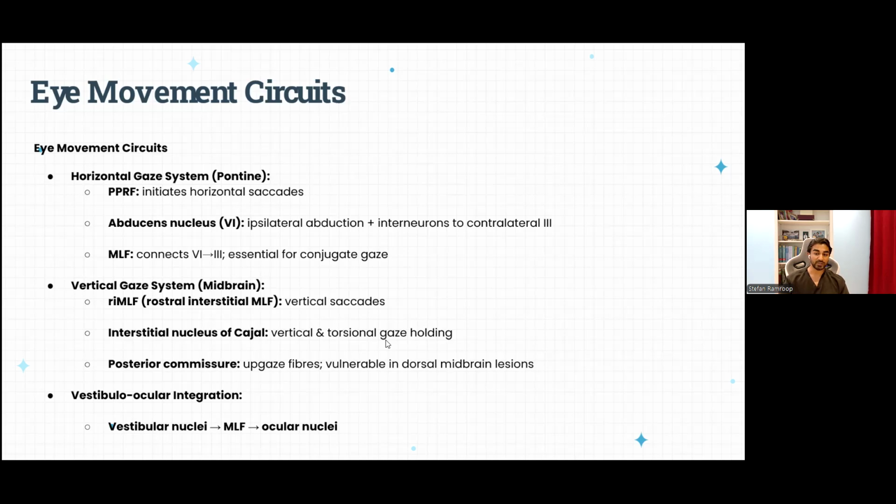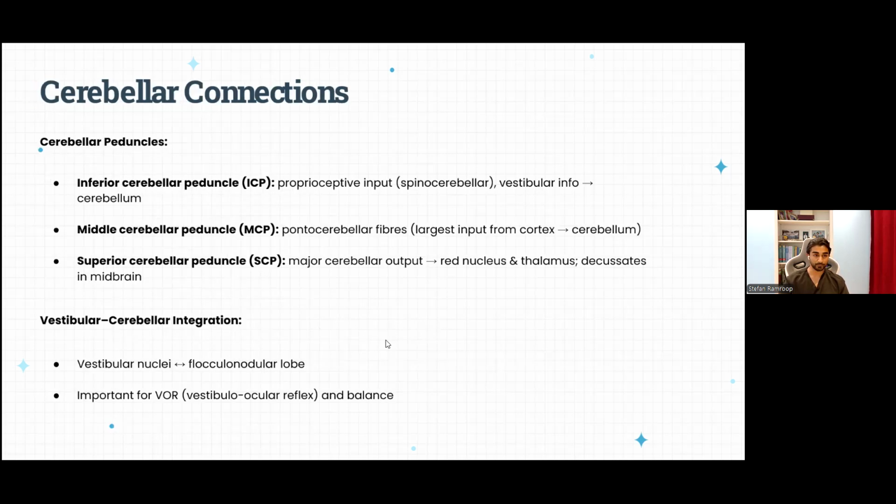Vestibular ocular integration begins in the vestibular nuclei, and that projects through the MLF to the ocular motor nuclei, which explains your nystagmus patterns, ocular tilt reactions, and head impulse test findings in both pontine and medullary lesions.